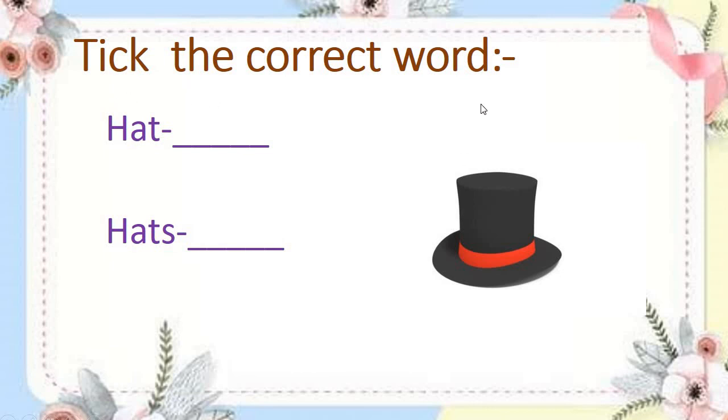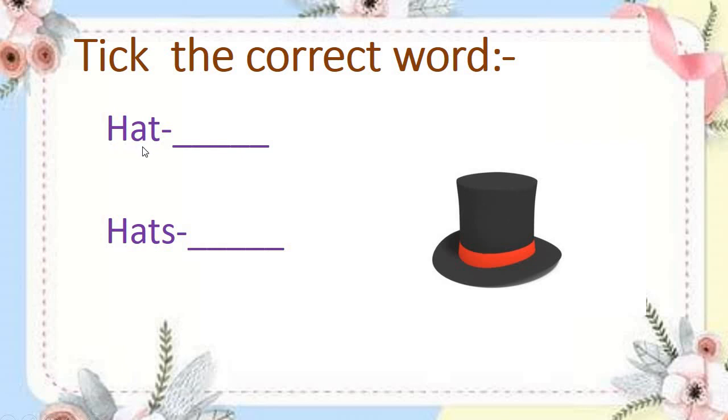Tick the correct word. Again, this we have to do. We have to tick the correct word. See, there is a black hat. You know who wears this type of hat? Yes. A magician wears this type of hat to show magic. Okay? Do you know magician? Yes. They wear this type of hat, no? But see here, there is only one hat.